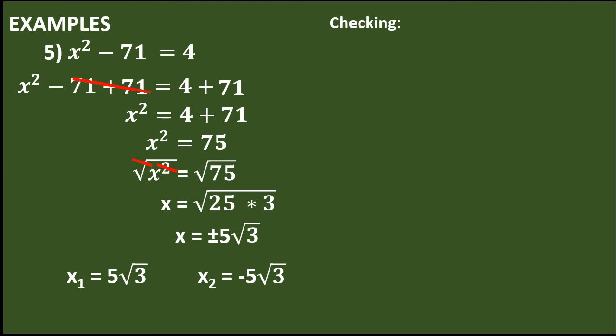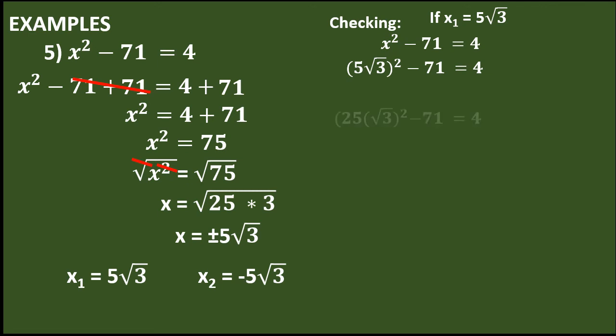Again, we have to do the checking before we accept the two answers. Let us now substitute 5 square root of 3 into the quadratic equation x squared minus 71 equals 4. So we are going to replace x with 5 square root of 3. It will become quantity 5 square root of 3, quantity squared, minus 71 equals 4. So we are going to square both 5 and square root of 3 because we have an exponent 2. So square 5: 5 times 5 is 25.